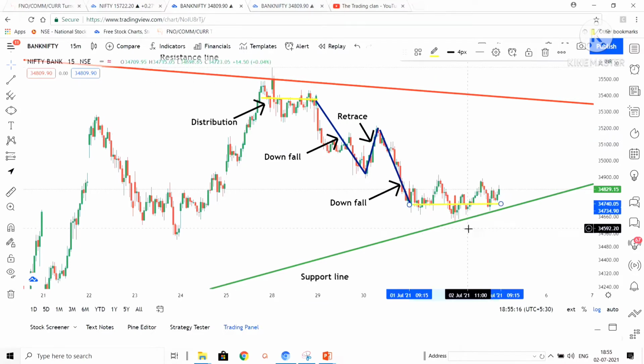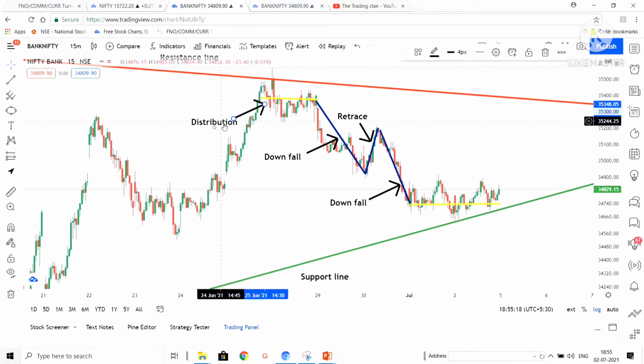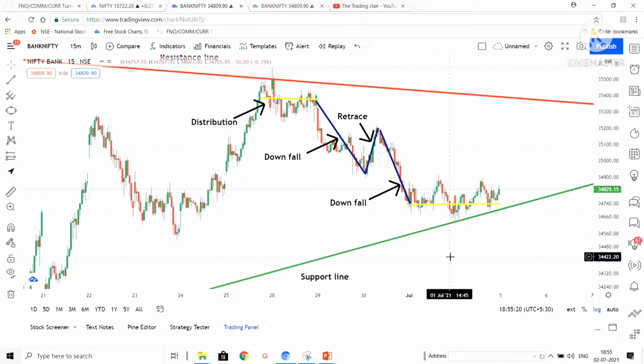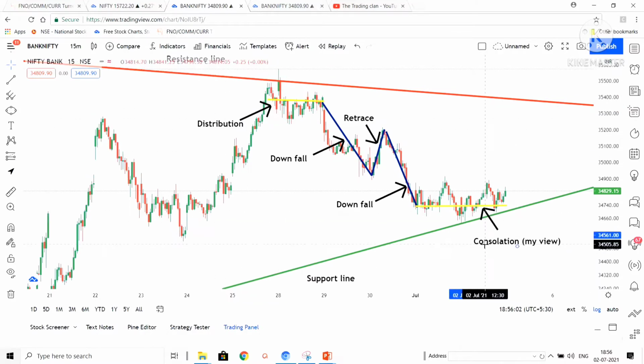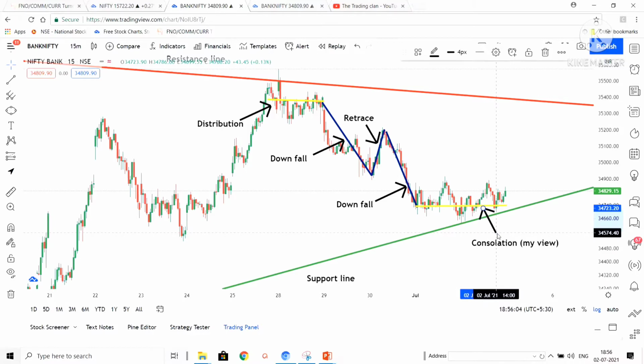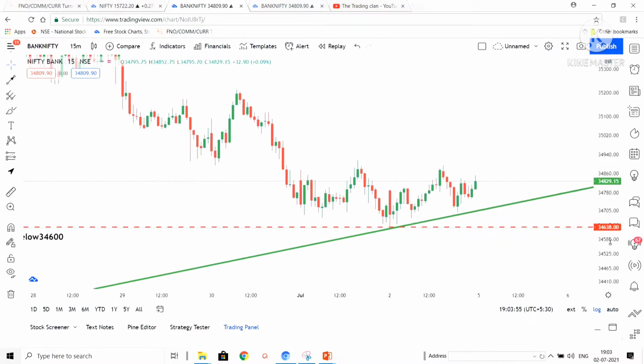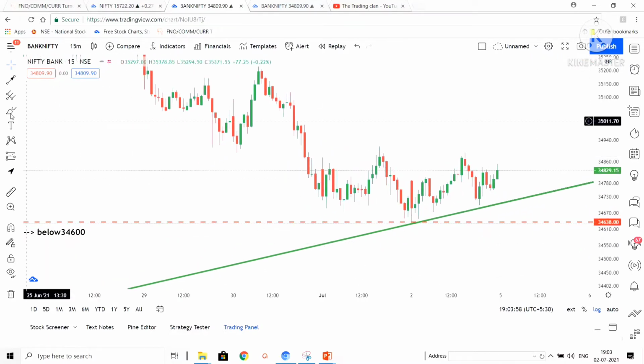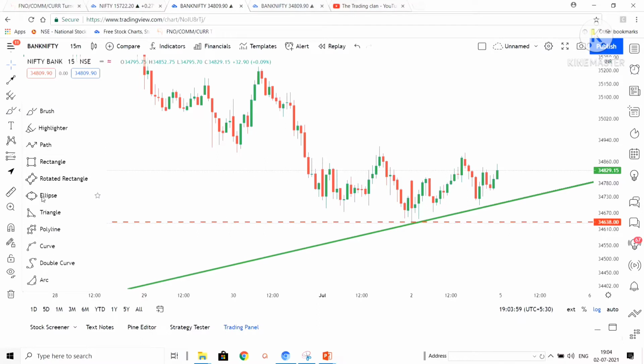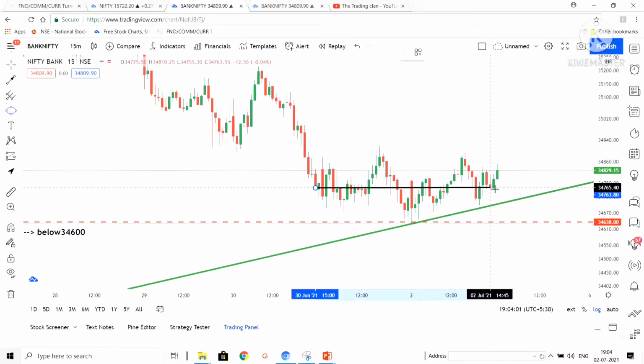After that, I don't see much movement in this area, so I have marked it in yellow color. That I have considered as a consolidation in my point of view. Whenever we see the consolidation, we always have to pay attention to these areas. So I have marked this area in a circle.